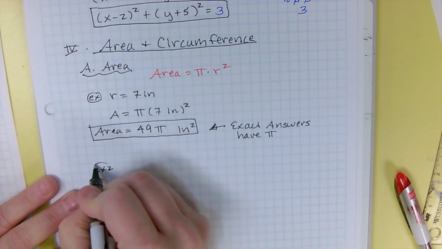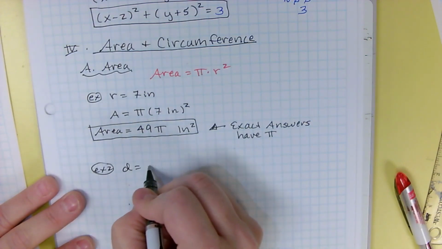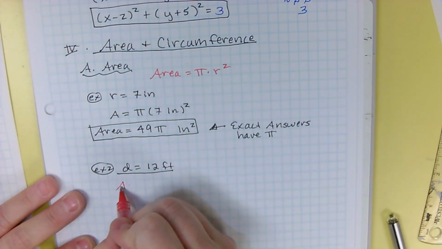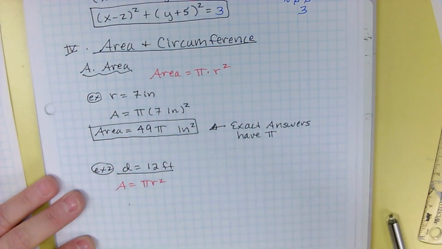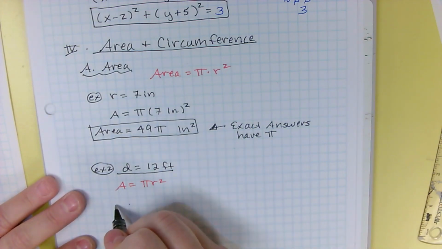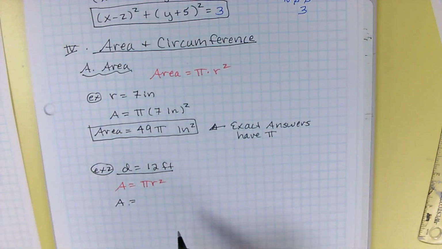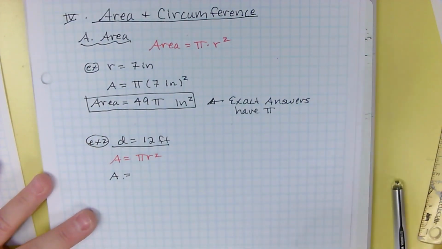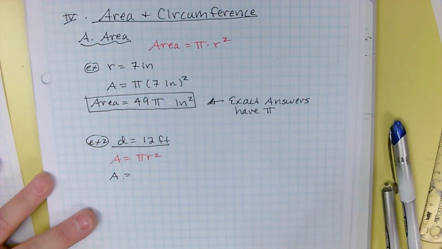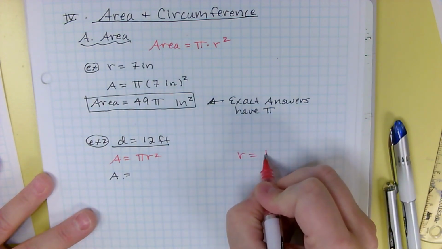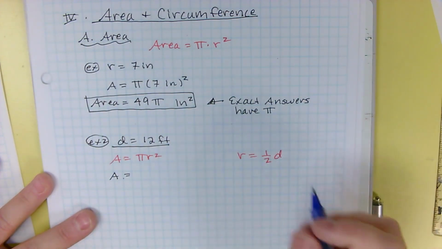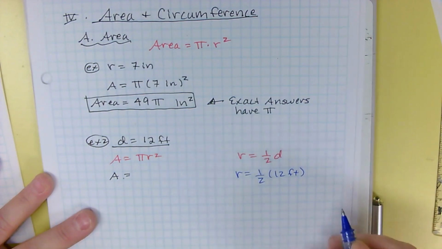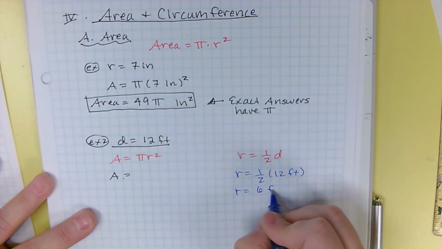Okay, let's do another example. Let's say that the diameter of your circle is 12 feet. So remember, area equals pi r squared. Substitute the d in, the diameter, except that we don't have diameter. We have radius. So we need to find the radius. Remember that radius is half the diameter. So our radius is half of 12 feet, which is 6 feet.